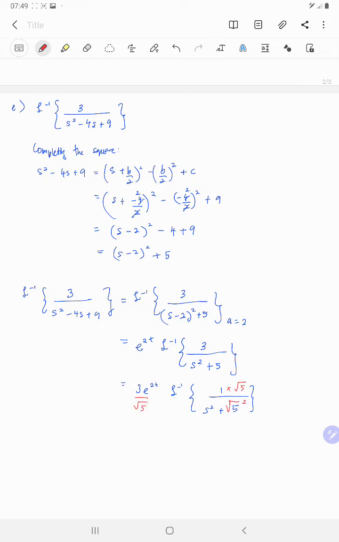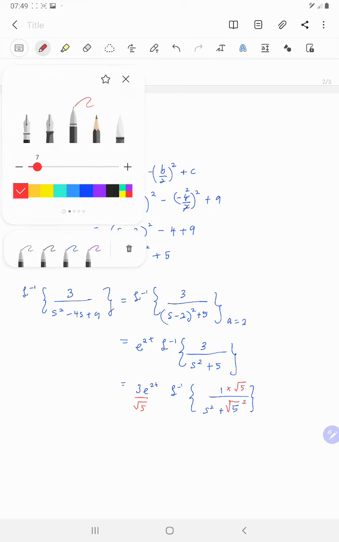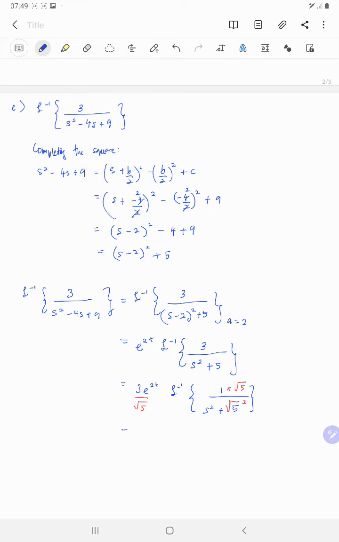So we must divide back by square root of 5 so that we do not change the original form. We just fabricate but do not change the original form. Now it's finished. We can get the answer, which is 3 over square root 5, e to the 2t, and the whole Laplace inverse becomes sine of square root 5 t. That's the answer.